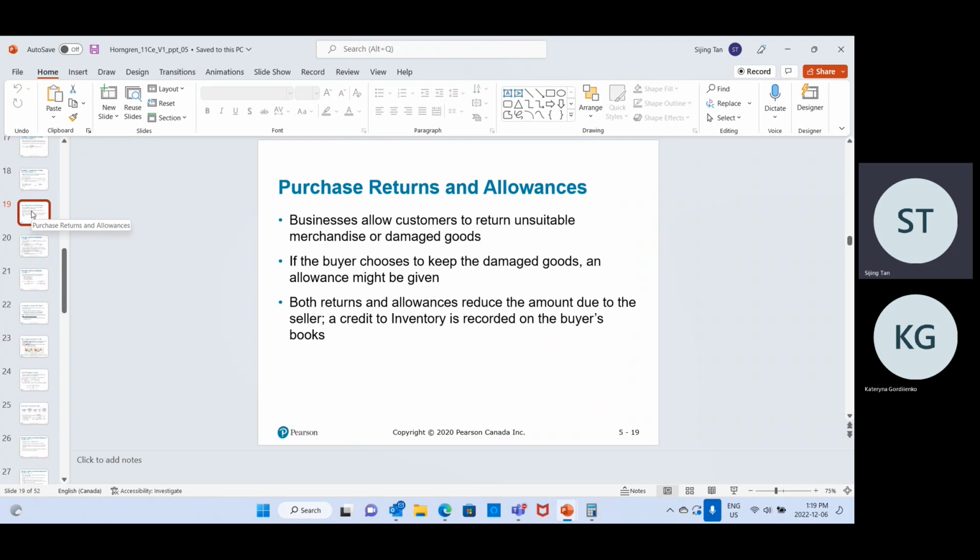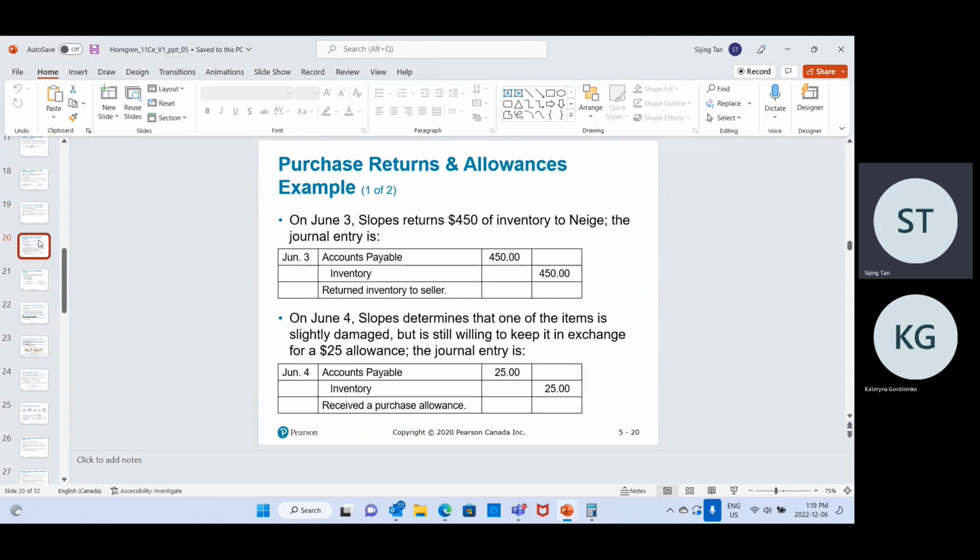Purchase returns and allowances. Merchandise is returned to the seller, and an allowance is granted to the purchaser for damaged goods. It decreases the liability and also decreases the cost of inventory. Now we see the journal entries together.